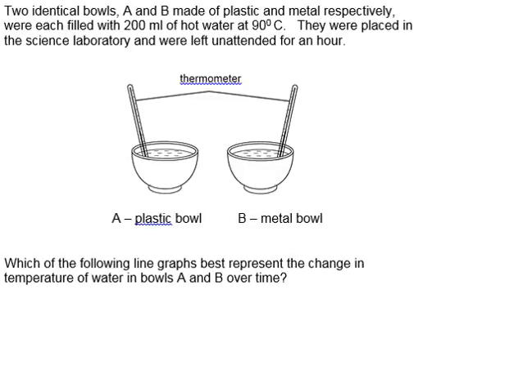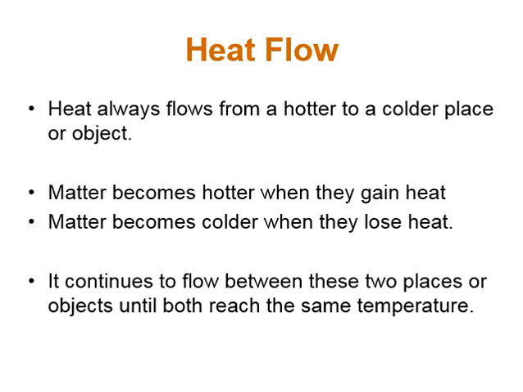So which of the following line graphs best represent the change in the temperature of water in bowls A and B over time? So before we do this question, let's look at the concepts needed to understand. First of all, we know about heat flow. This is just a revision. You should know this by heart already.